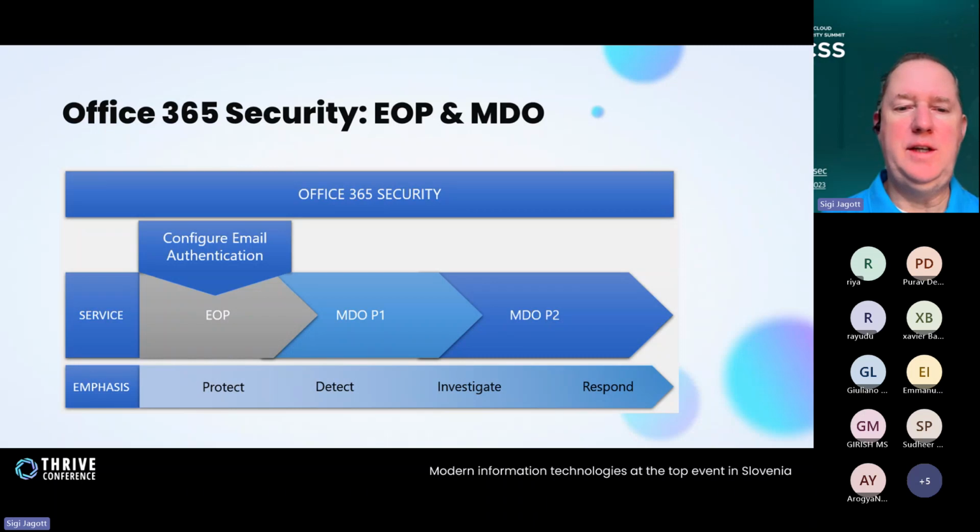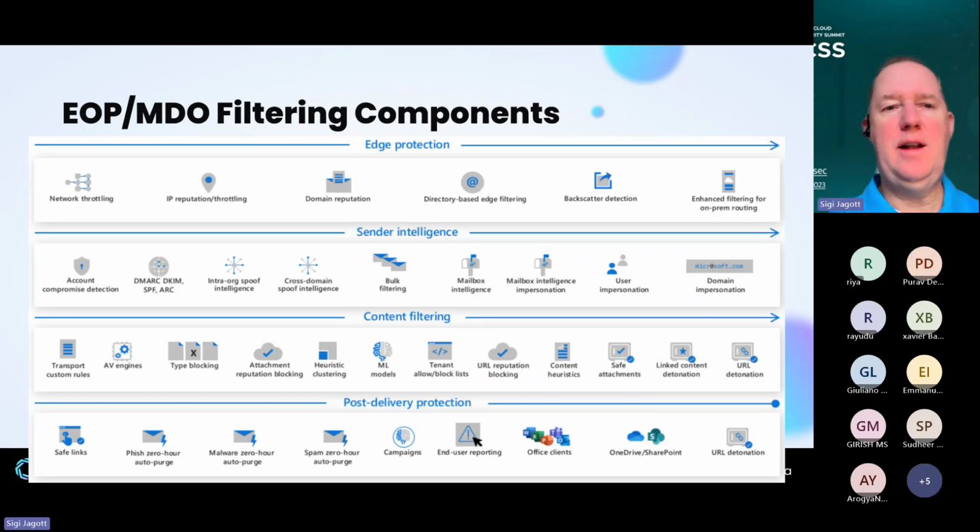However, when we talk about detect, investigate, or respond activities, you require an additional license. That's called MDO P1 and P2. So the basis here is that you can do anything to protect your environment. If you want more, then of course you need to purchase an additional license. However, my session is based on the standard stuff. So let's talk about what you get for EOP and MDO.